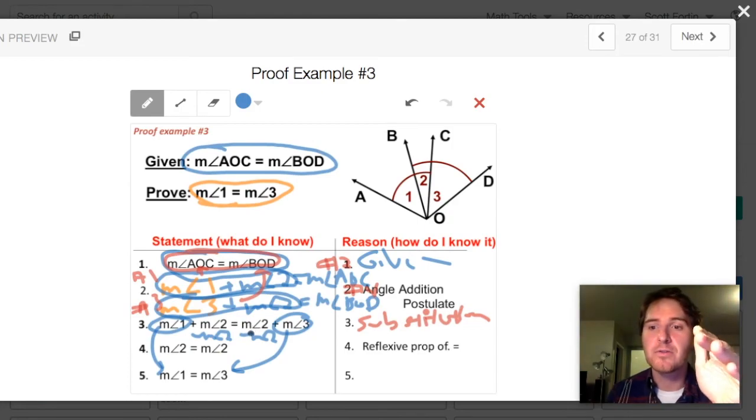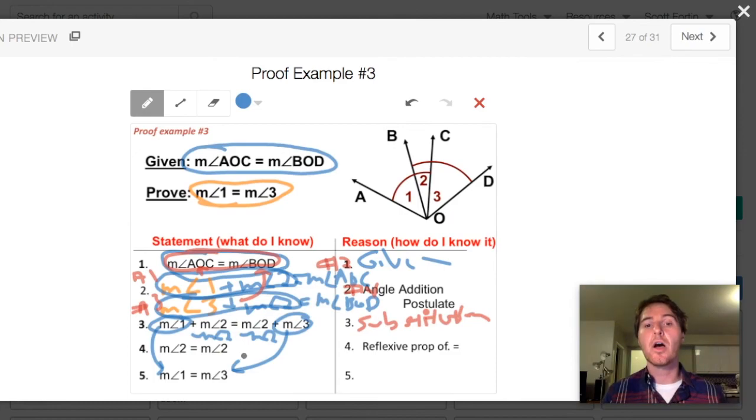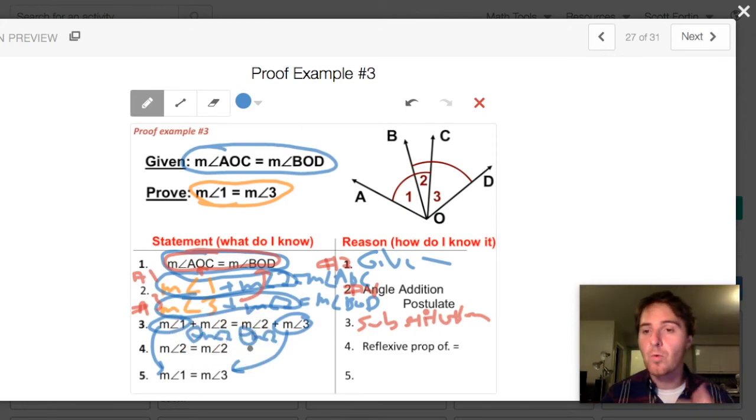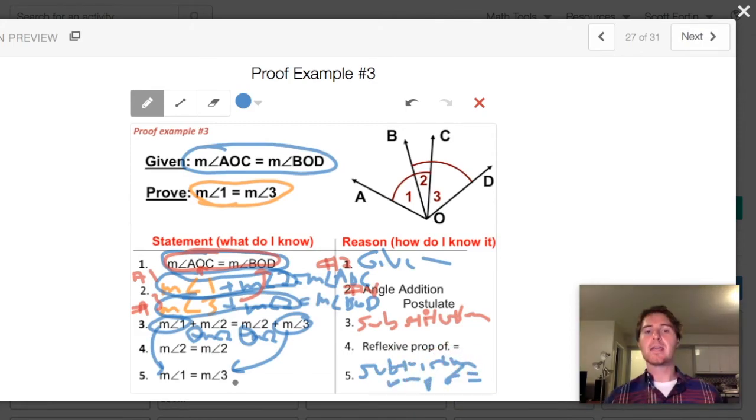So remember, measure of angle 2 is a number, right? It's an angle measurement. It's somewhere between 0 and 180. It's a real number. So we're just subtracting two equal numbers from both sides of an equation. If we're subtracting one thing and we're subtracting the same thing, or an equal thing, from the other side of the equation, the reason we're allowed to do this is we have a rule called the subtraction property of equality, okay? And that's how we're going to get to our final answer.